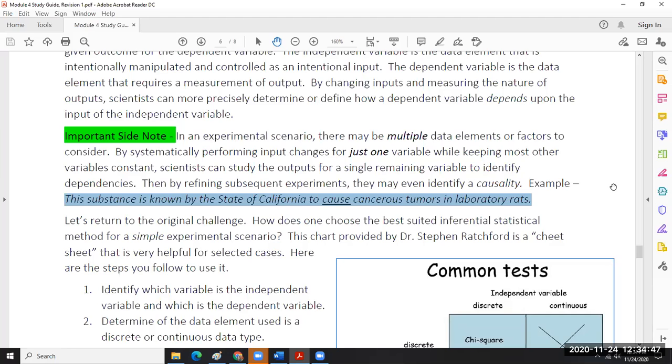Nope. Okay, so the state of California conducts many health and safety experiments to keep their population safe. And there's a lot of warning labels on products, and they're sold in the state of South Carolina or used in the state of South Carolina that by law have to be labeled. This substance is known by the state of California to cause cancerous tumors in laboratory rats. That's not correlation. We've gotten past the point of proving a non-random case when we prove cause and effect.